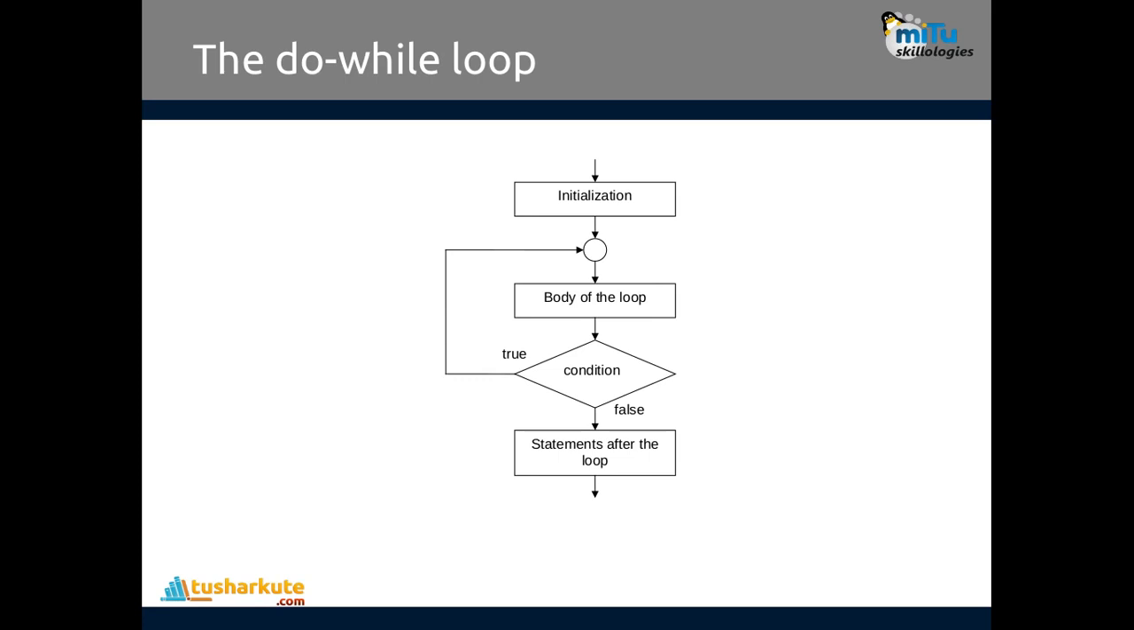Now we'll see what the difference is. What exactly are we doing? Initialization of all the variables, then the body of the loop is executed. First of all, it is not checking the condition; it is executing the statements inside the loop, and when the statements are executed, then we check the condition. When the condition is true, continue with the loop. If the condition is false, then the statements after the loop are executed and the program continues. That's the main difference: do while is the post-test loop and while is the pre-test loop.